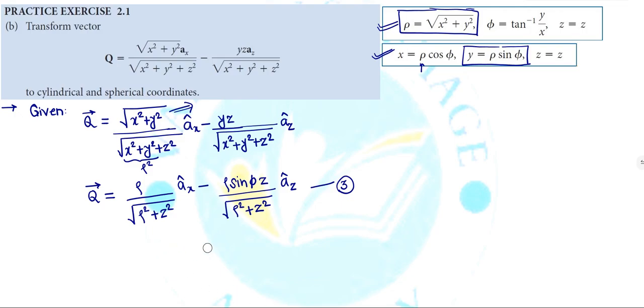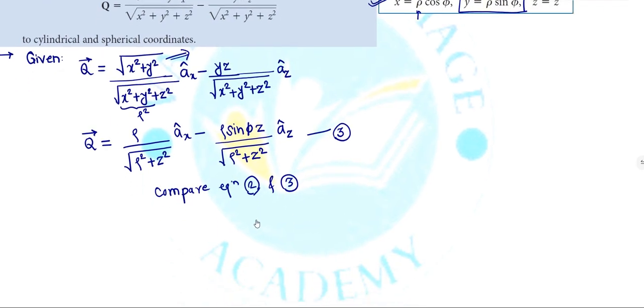Okay, sorry, my handwriting is not as good as yours. So we are going to compare equation 1, sorry, not 1, equation 2 and equation 3.